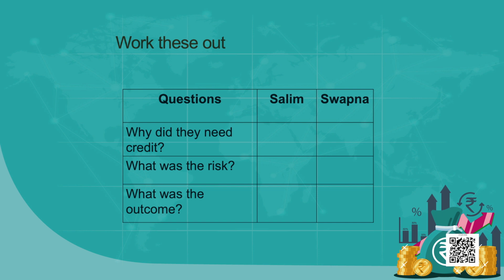Look at the screen. The table shows 3 questions in the first column, and in the second and third columns, Salim and Swapna. The questions are: why did they need credit? Second question: what was the risk? Third question: what was the outcome? Think for a few minutes, look at the book, just recall what I said earlier about these two people, the footwear maker Salim and the farmer Swapna. Try to fill up the empty columns.